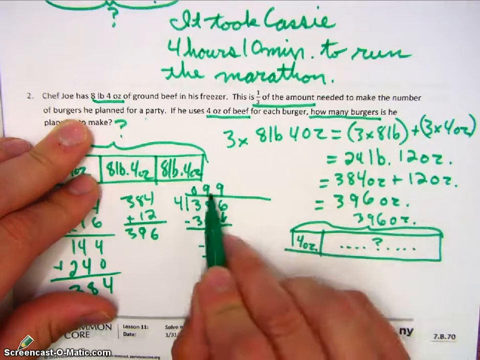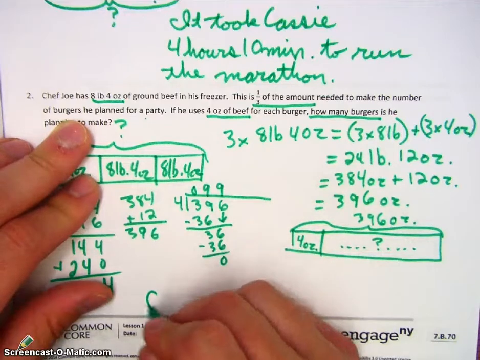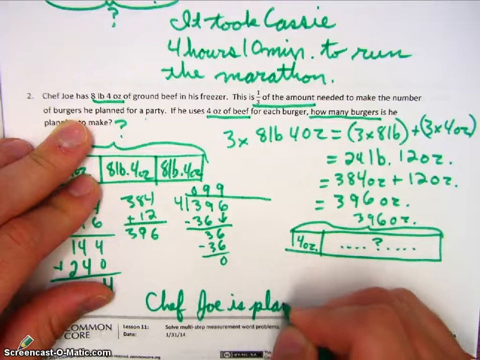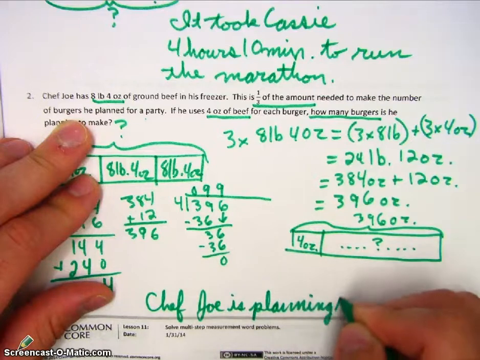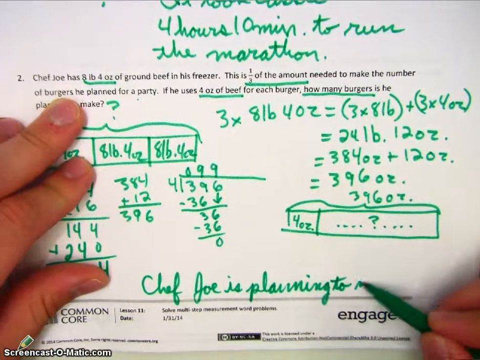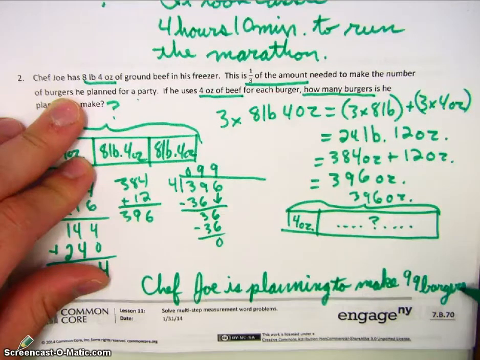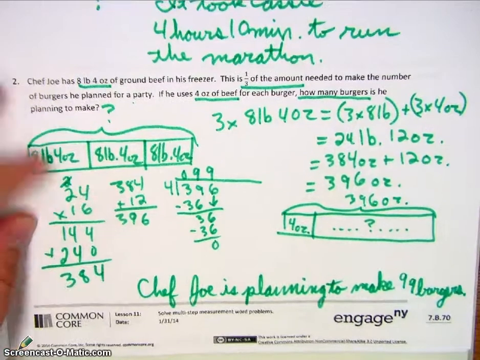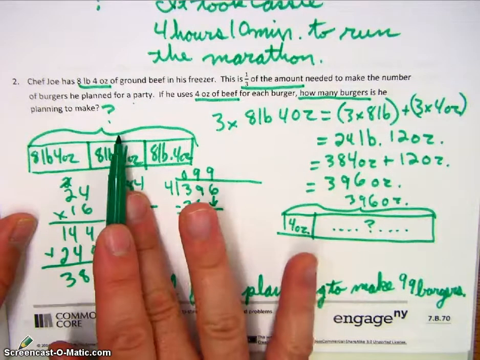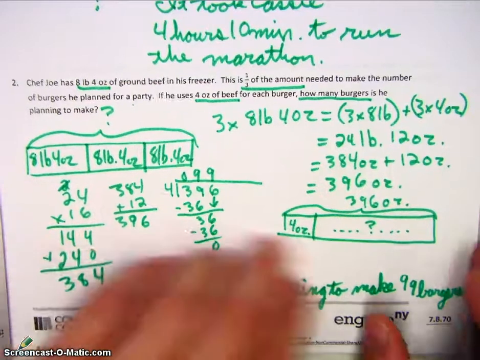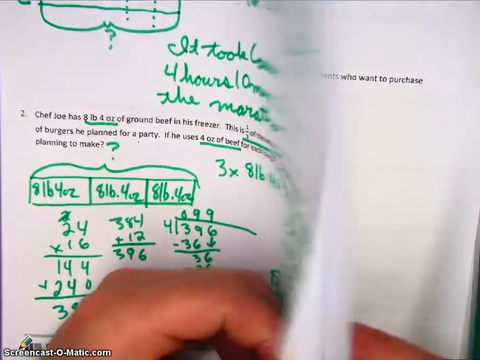So you see 99 is our answer. So Chef Joe is planning to make 99 burgers. Okay, and so that's how you do that one. You got to find out the total number of ounces and then divide by 4 to find out how many total burgers we need for each one. Okay, moving on to number 3.